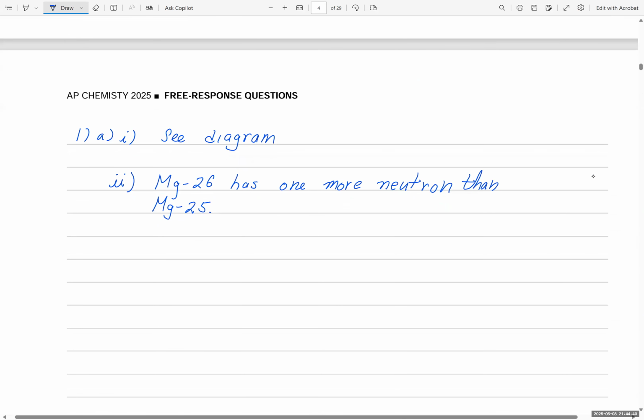So this is going to be B, I, right? So number one, letter B, and it's going to be I. And what are we going to say? Say, according to Coulomb's law, right?